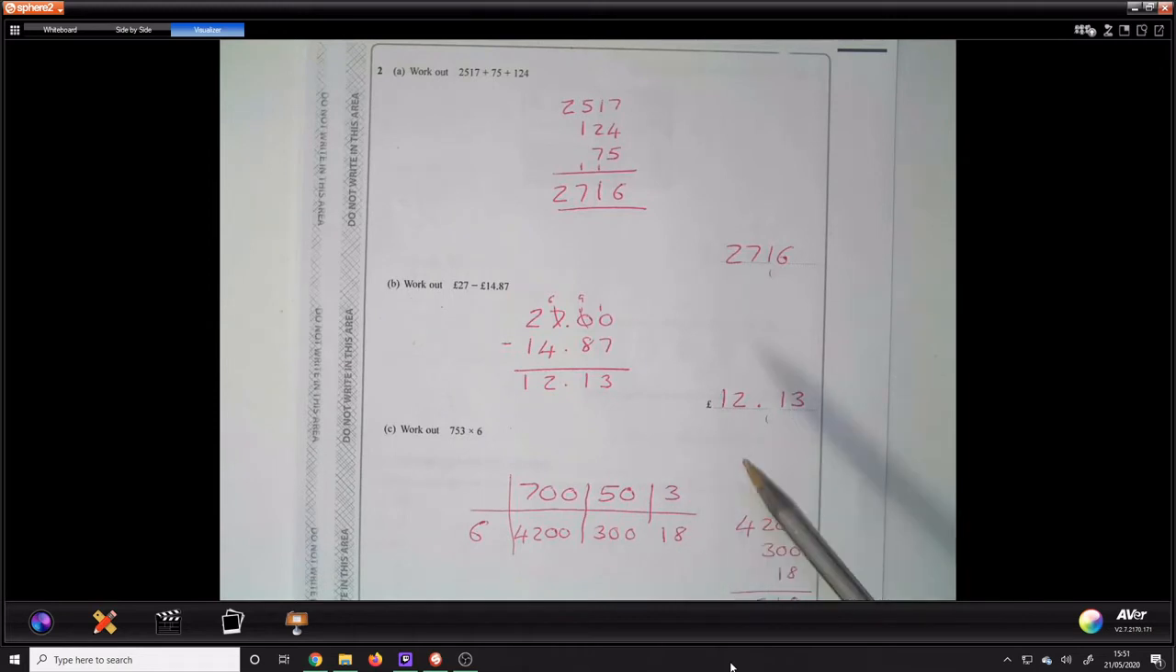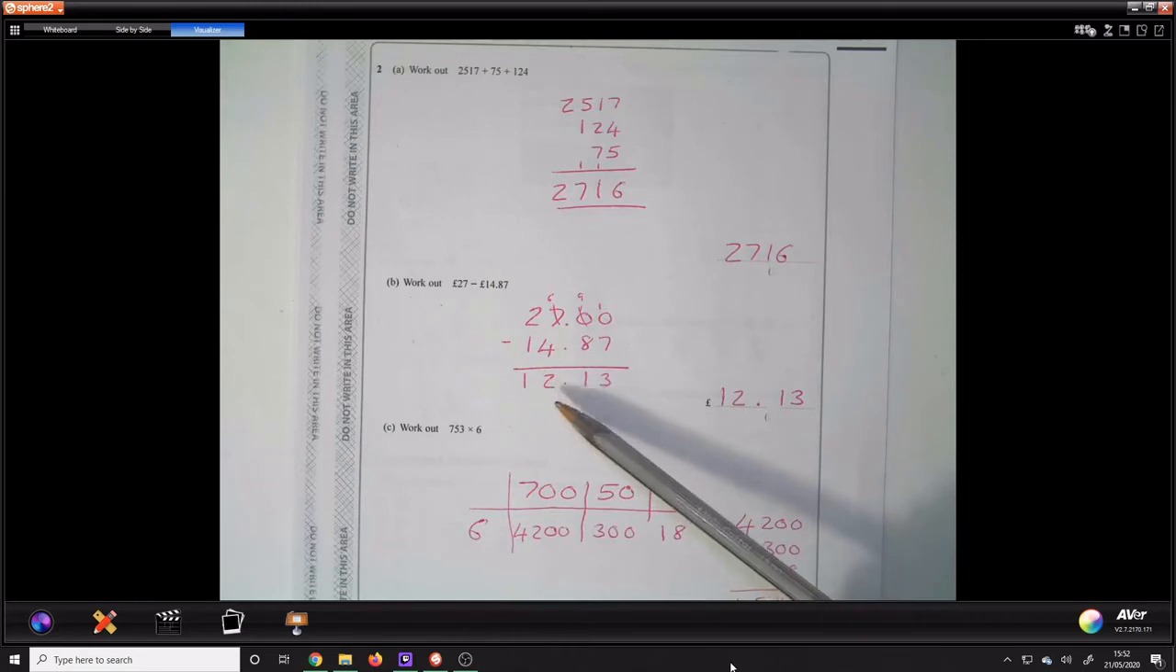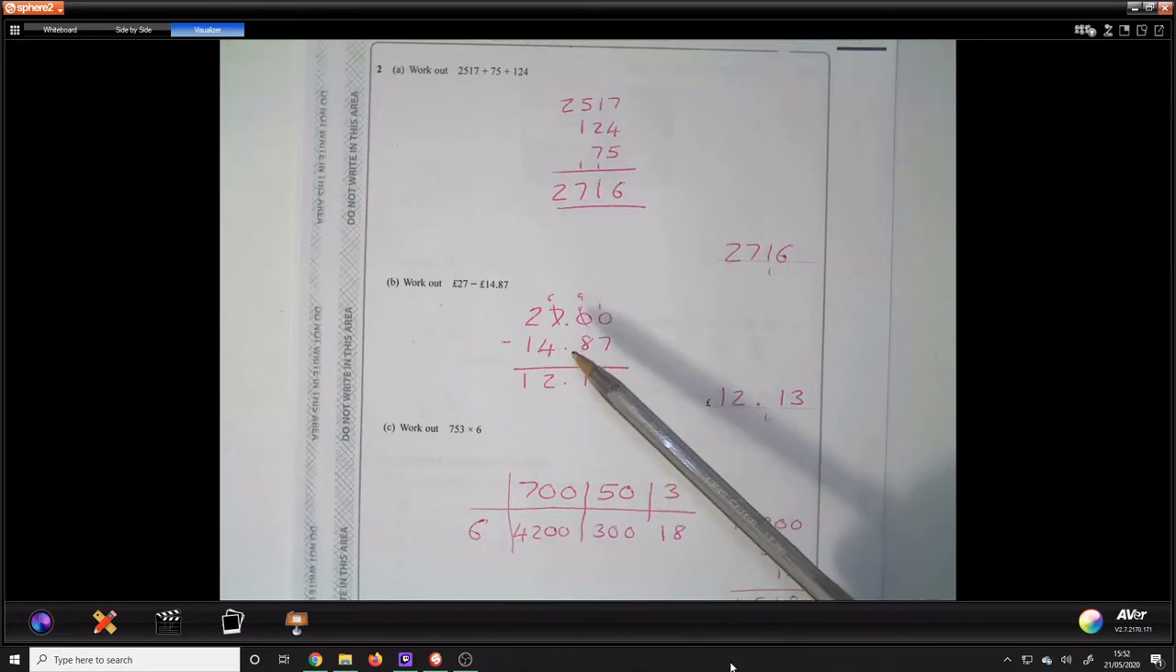For part B, it's a subtraction, so you had to take away the 2 numbers. Again, it's 2 marks, so 2-mark answer if you got 12.13 or £12.13. If you laid it out correctly and had a go at your borrowing, but maybe you made a mistake to get the answer, then you have 1 mark.